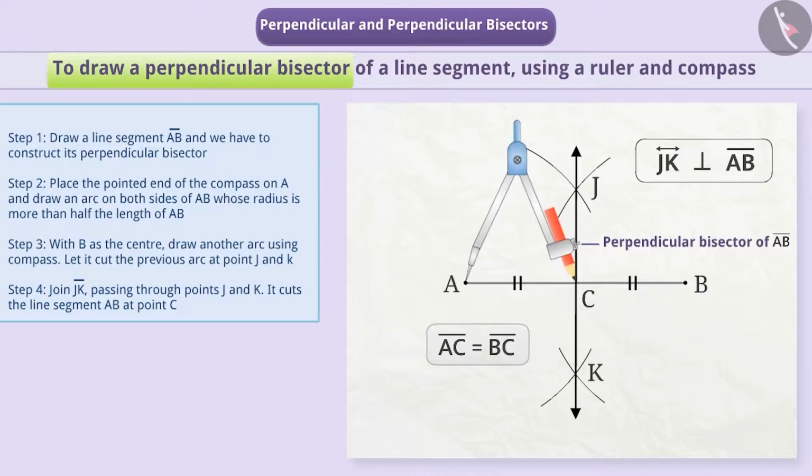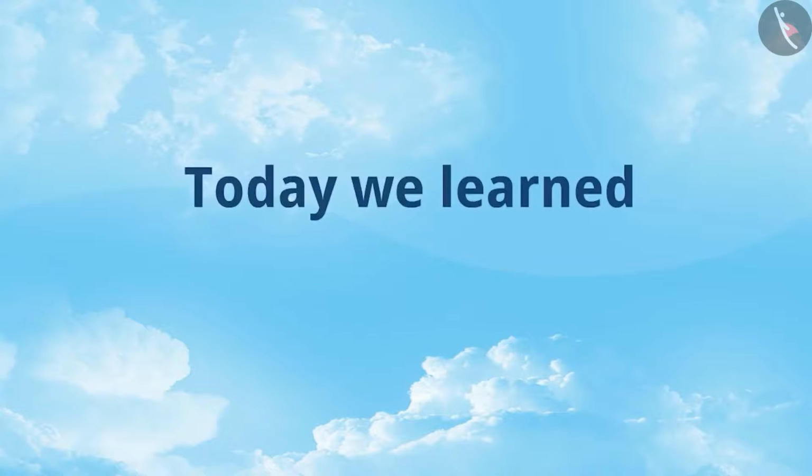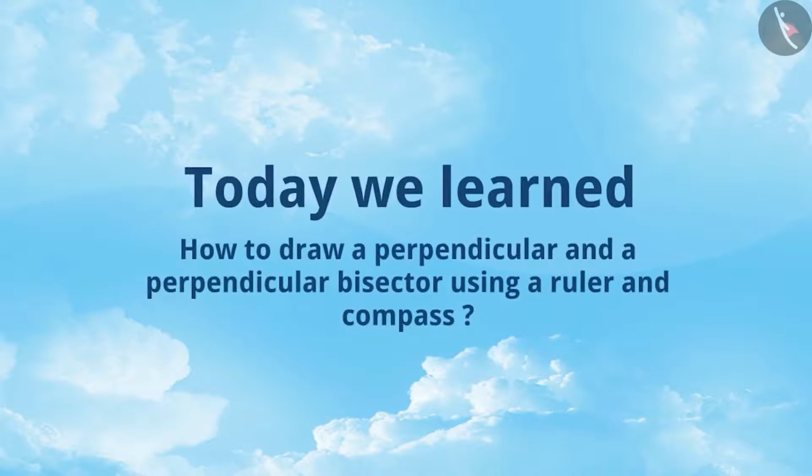Remember that you will open the compass for more than half the distance. If you open the compass for less than half the distance, the arcs will not intersect. Today, we learned how to draw a perpendicular and a perpendicular bisector using a ruler and a compass. In the next video, we will see some examples of perpendicular and perpendicular bisectors.